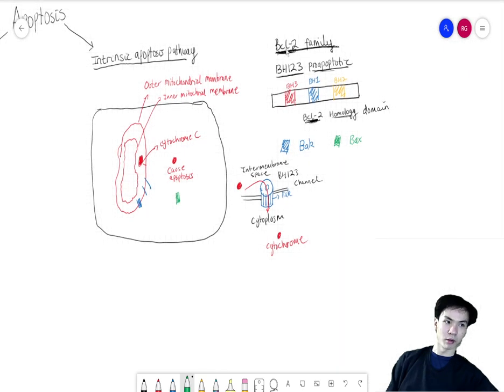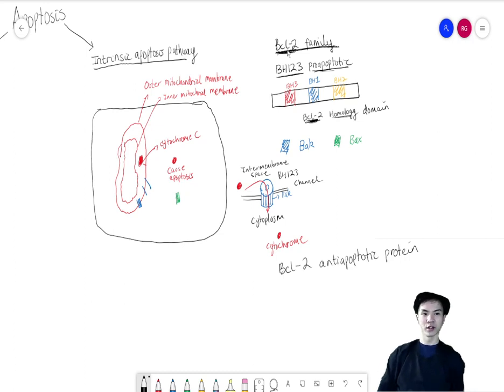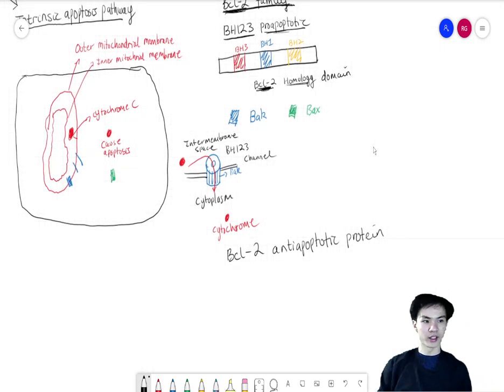Well, here's when we talk about the BCL2 anti-apoptotic proteins, and as you might expect, they're going to be anti-apoptotic. They're going to prevent the intrinsic apoptosis pathway from happening. And they're going to do this by binding to Bak and Bax. But before we draw out them binding to Bak and Bax, we're going to talk about the structure.